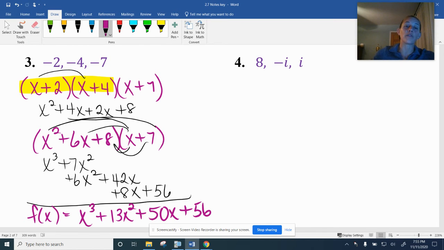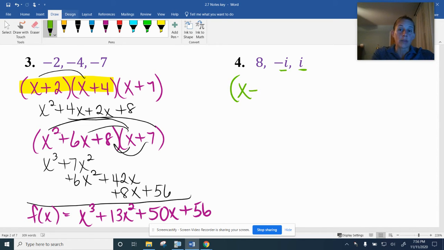Okay, so now if we take a look at number 4, it looks similar, right? We're going to write out our factors here for this one. The only catch is we have 2 imaginaries. Now this time they did give us both of the complex numbers in the pair. They gave us both parts, that complex conjugate pair, so we don't have to worry about presuming what the other one is. They're both there already.